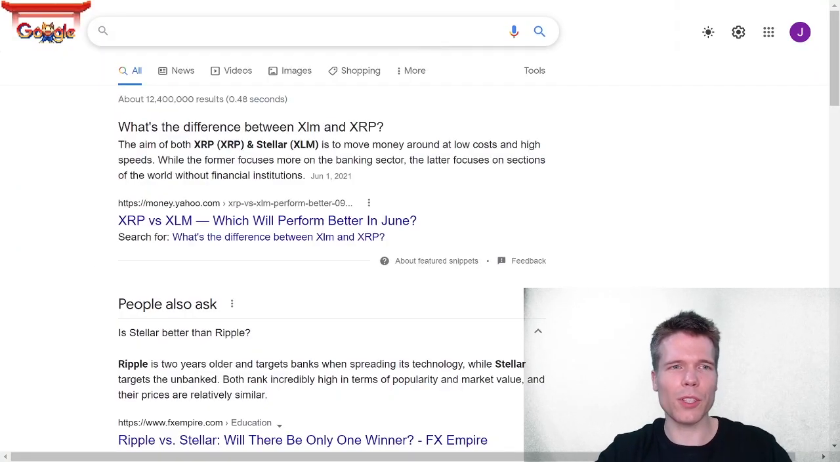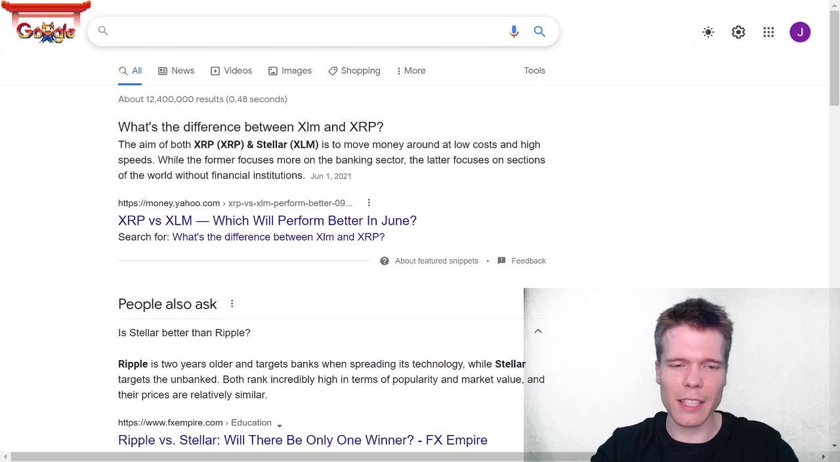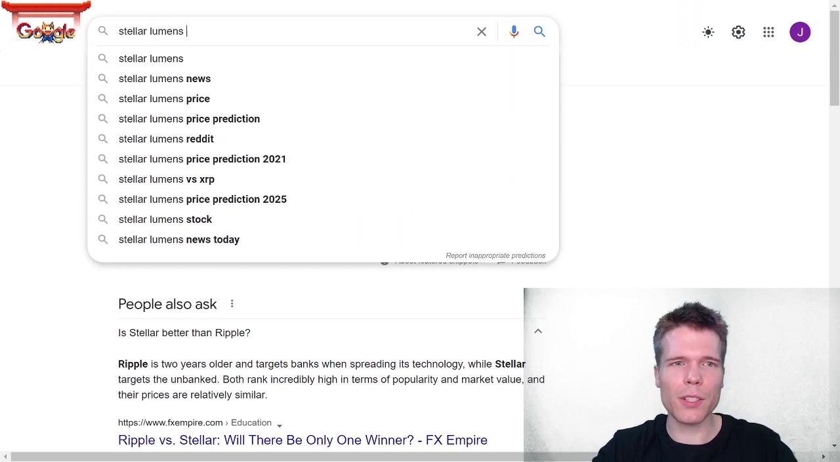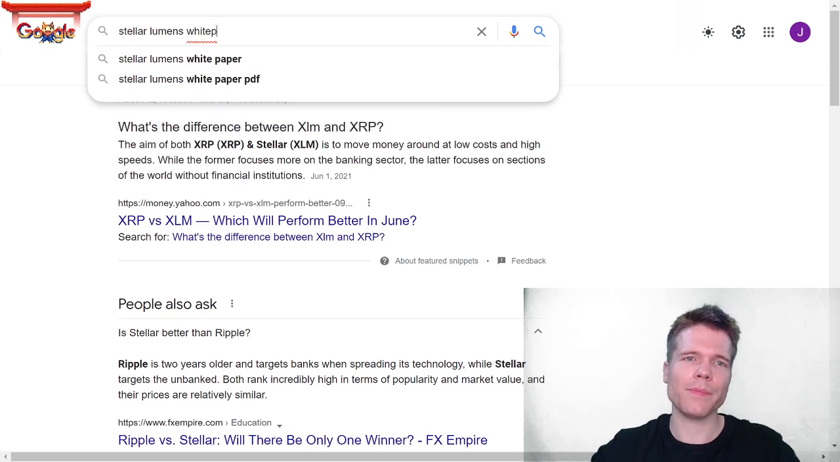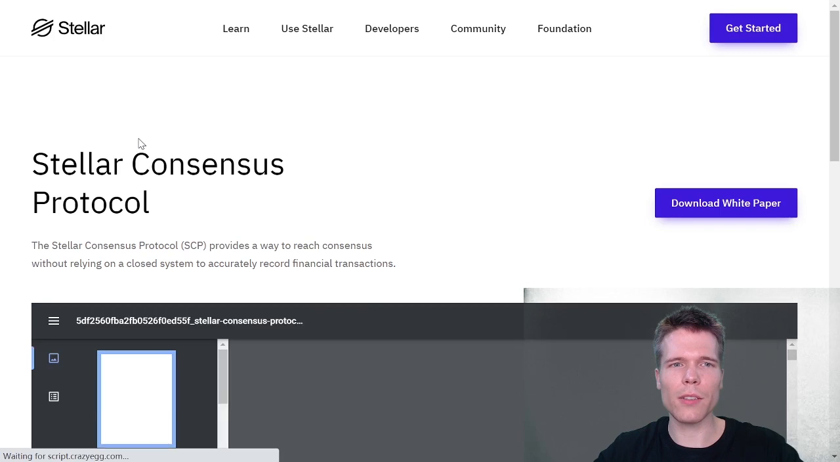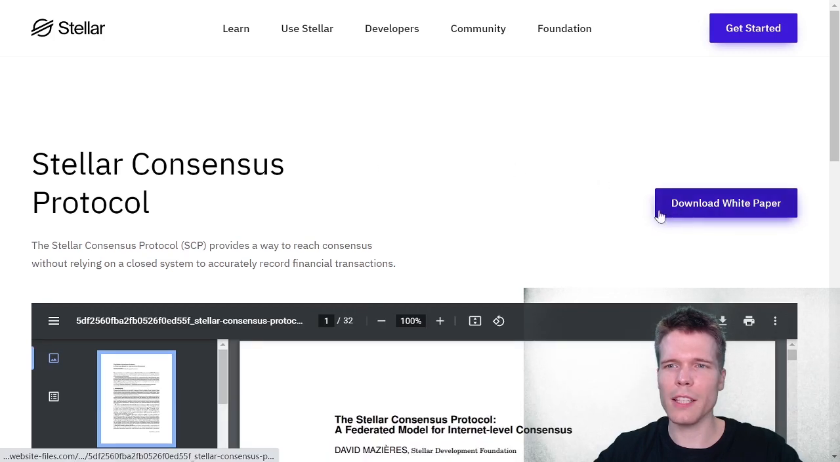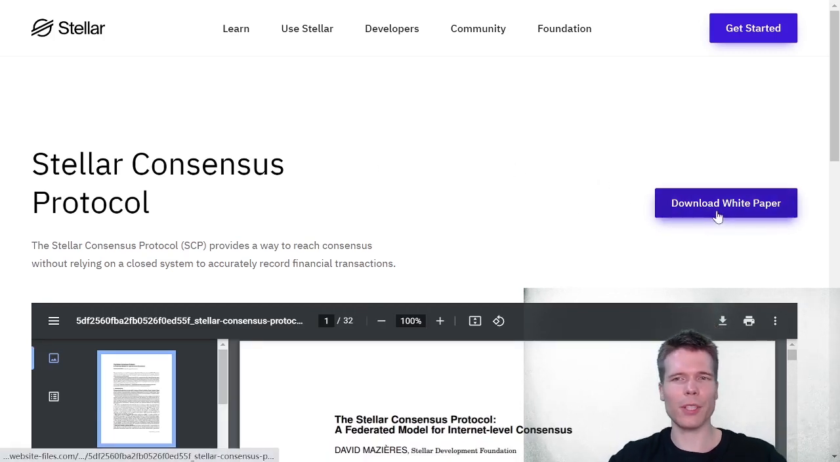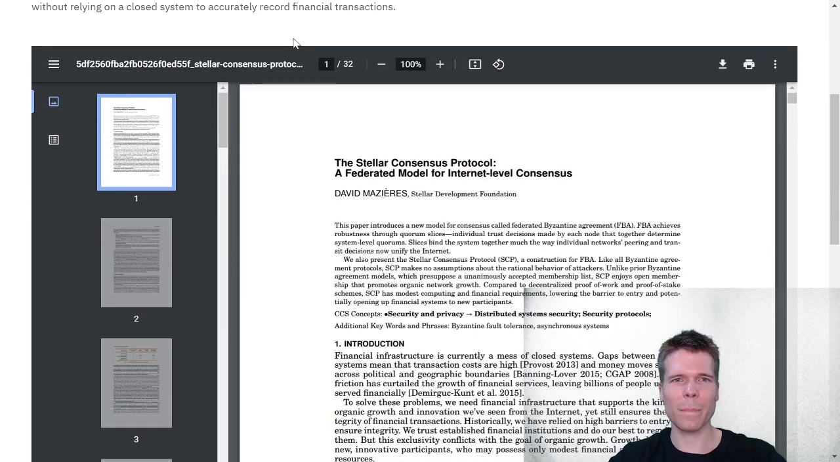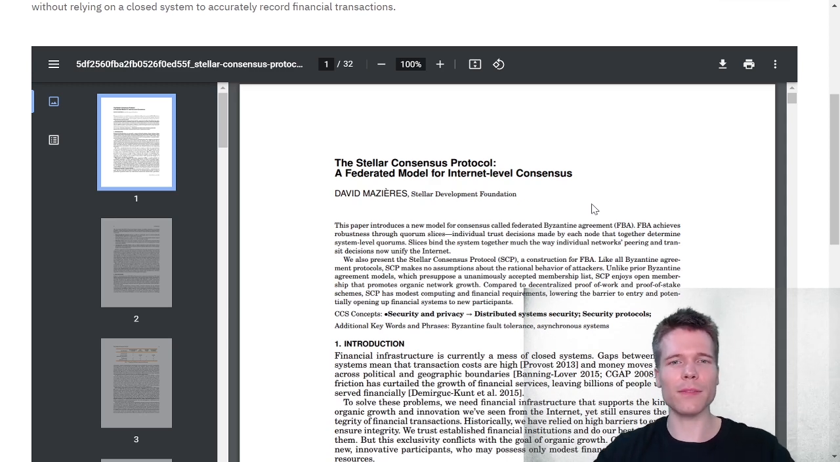All right, since we've been using Google, we'll just do that again and just look at the Stellar Lumens white paper. Boom, go directly to their site. And here they do have the white paper, and you can even download it if you'd like to. Or you can read it here. We see it's 32 pages, so I'm gonna go ahead and start reading. Just kidding, I'm not gonna read through it all.